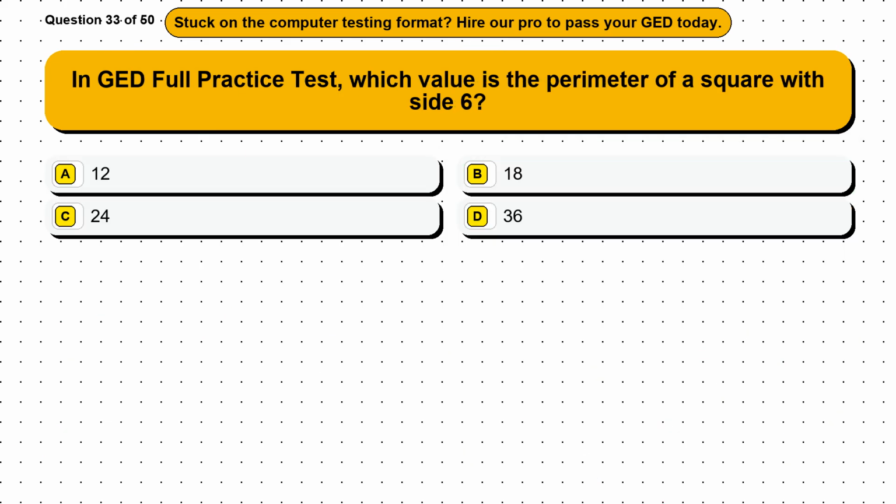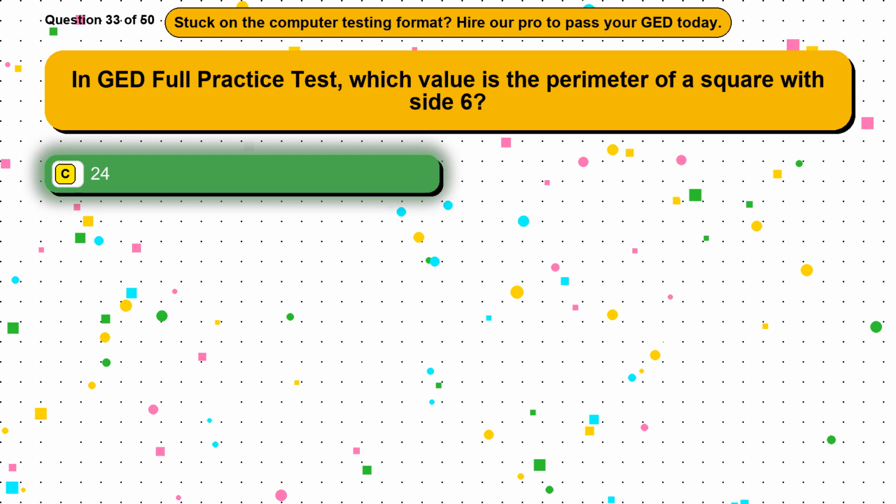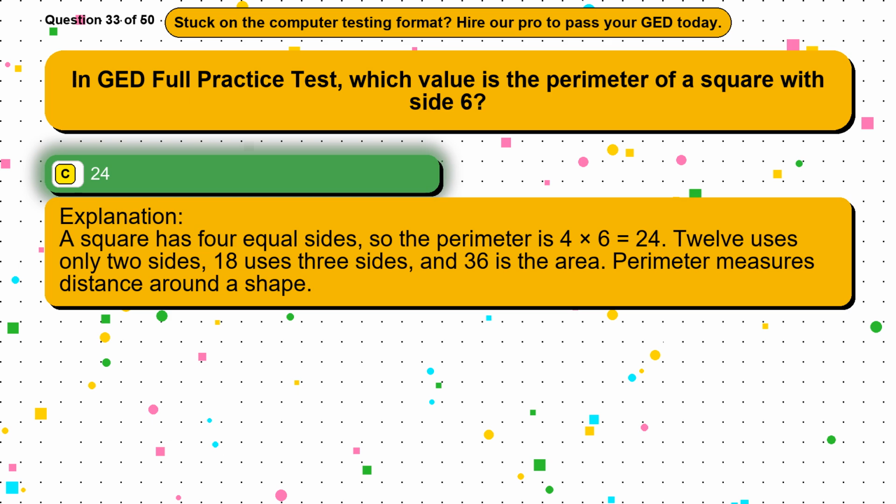Question 33. In GED Full Practice Test, which value is the perimeter of a square with side 6? Option A, 12. Option B, 18. Option C, 24. Option D, 36. The correct answer is option C, 24. A square has 4 equal sides, so the perimeter is 4 times 6 equals 24. 12 uses only 2 sides, 18 uses 3 sides, and 36 is the area. Perimeter measures distance around a shape.